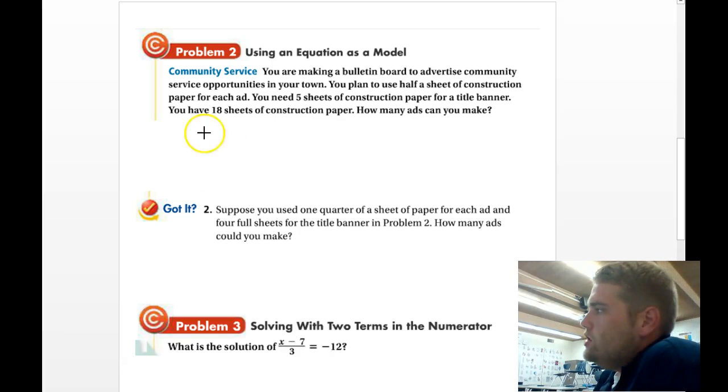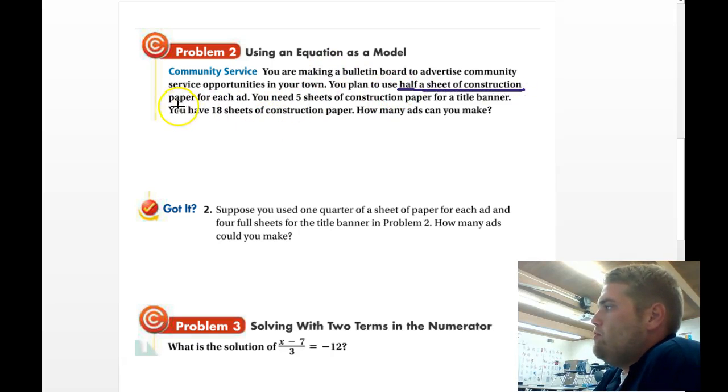Okay, so let's just go through and pull out some important information. You plan to use half a sheet of construction paper per ad. So for every ad you make, we're going to have half a sheet of construction paper. So we would write that as 1/2 times A. I'm using A because it's ad, right? A is for ad. So a half sheet of paper per ad.